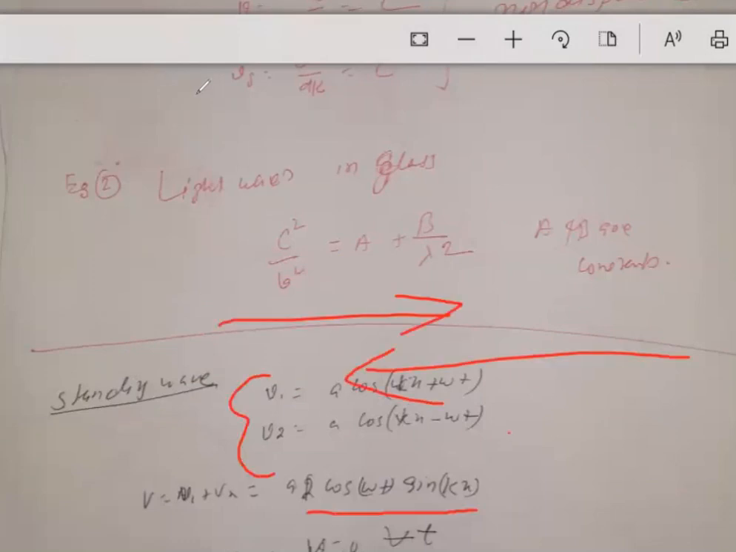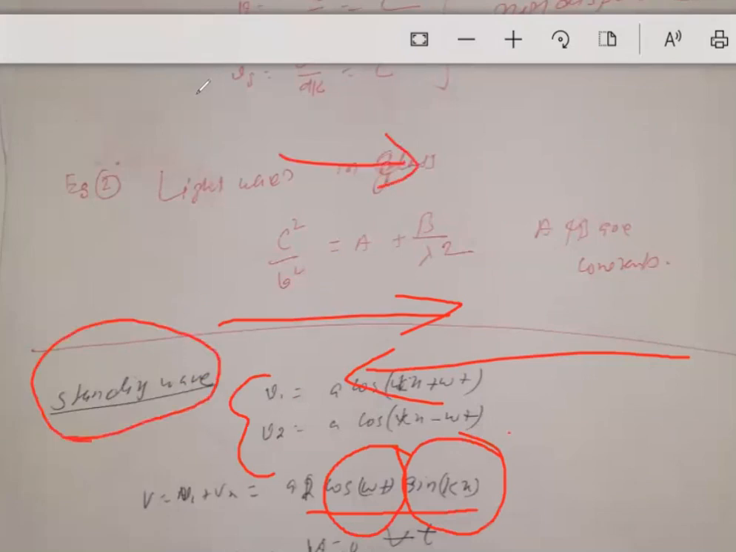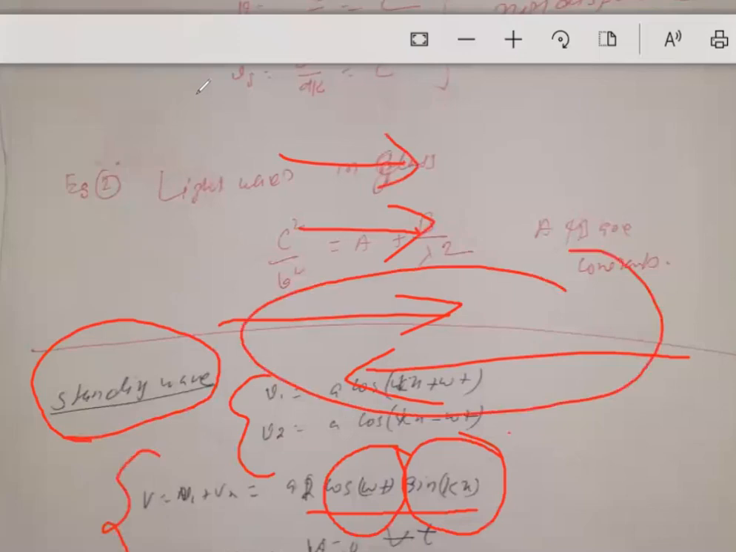After addition you will get this. Note that frequency corresponds to time separately, and space separately. So you get a standing wave. If two waves with a small mismatch in wave number and frequency move, then we can define phase velocity and group velocity. If they are moving in opposite directions, we may get a standing wave.